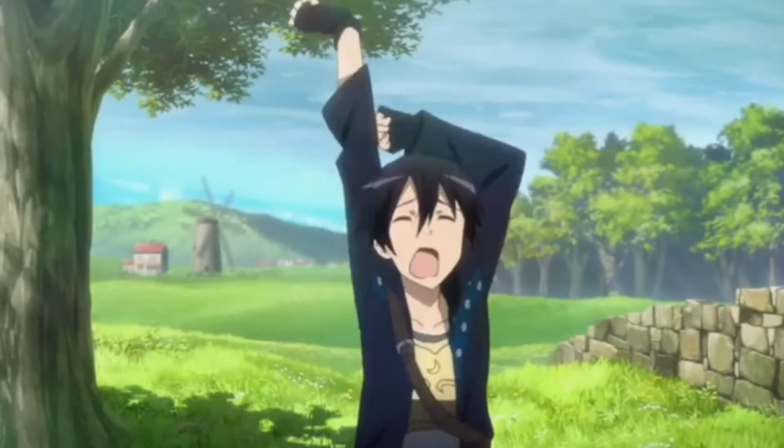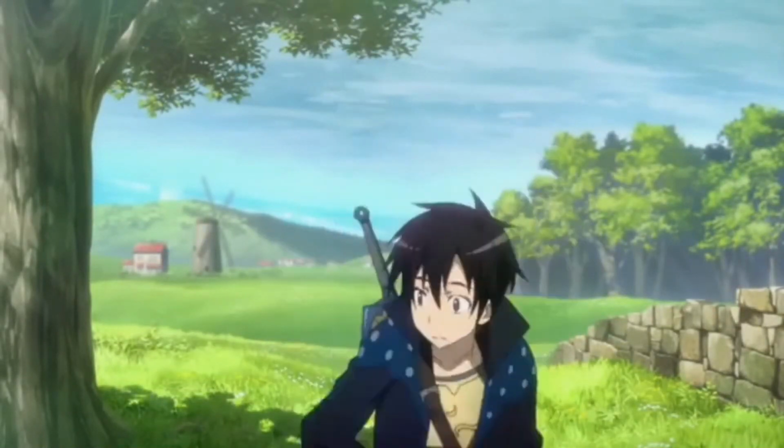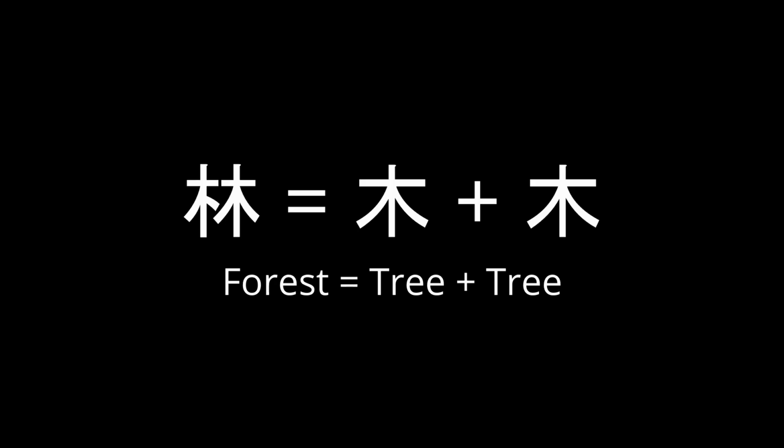Note when ren is on the left side, the character's appearance is altered slightly. These changes tend to be fairly regular, and once one starts learning characters, this is something you get used to very quickly and shouldn't cause too many problems. Another example of a compound ideogram would be lin. This character is made up of 2 trees side by side and has the meaning of forest.